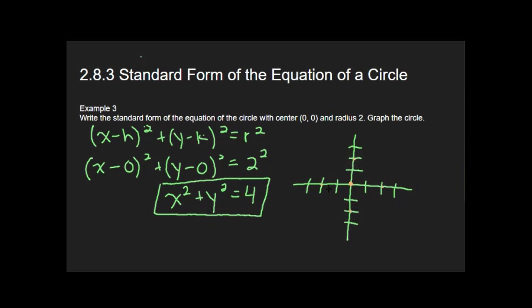And then you will attempt to connect all 4 of those points with a circle. It's not perfect, but it's good enough. And so any point on this sketch should be exactly 2 units away from that center. And so that's how you write the standard equation and graph when you are given the center and the radius.